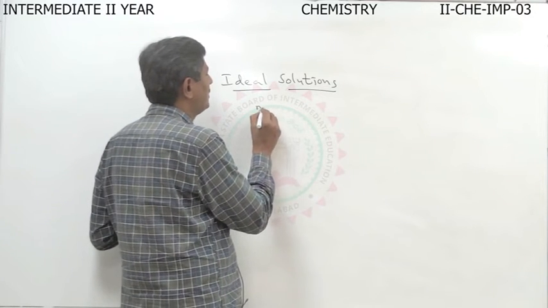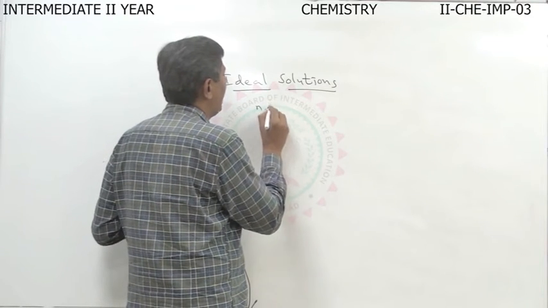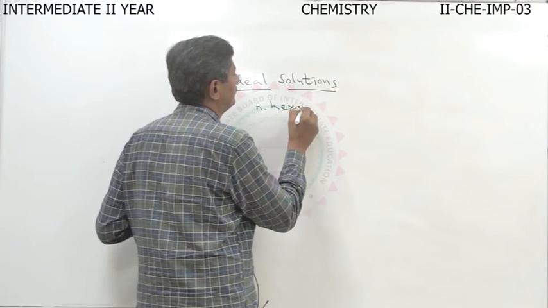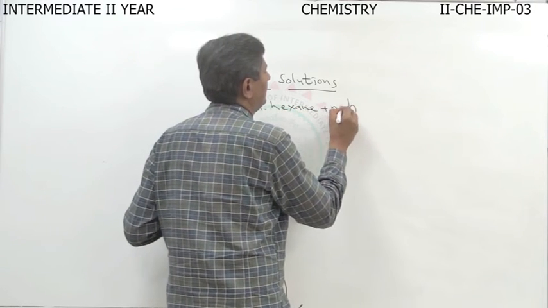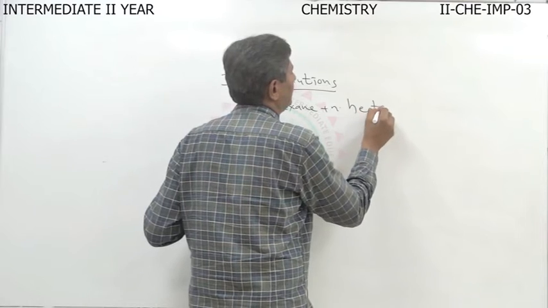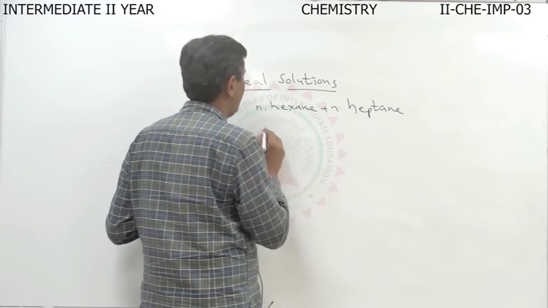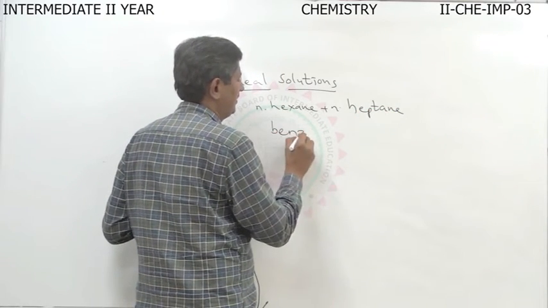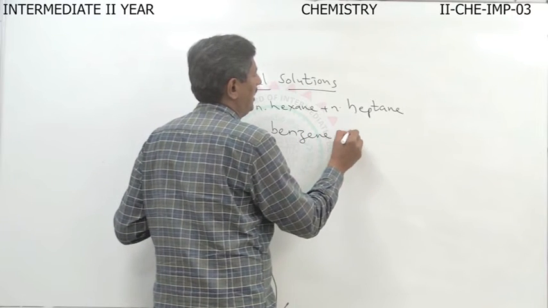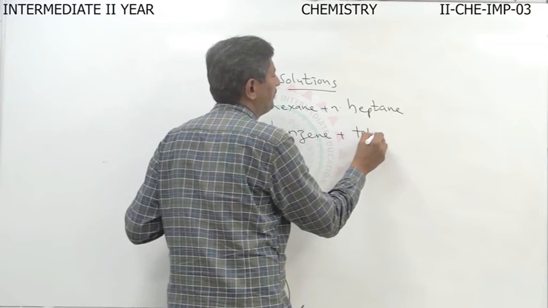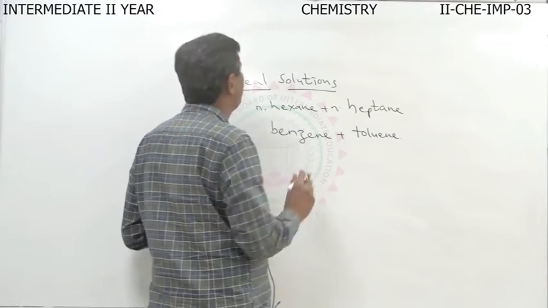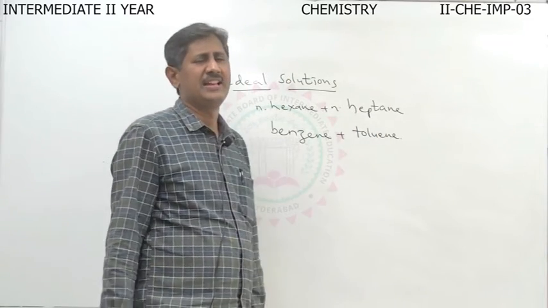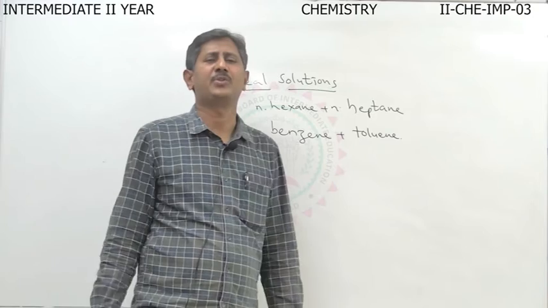Generally, the examples are n-hexane and n-heptane, and benzene and toluene. These are the examples of ideal solutions. Definitely we can expect a question for 2 marks.